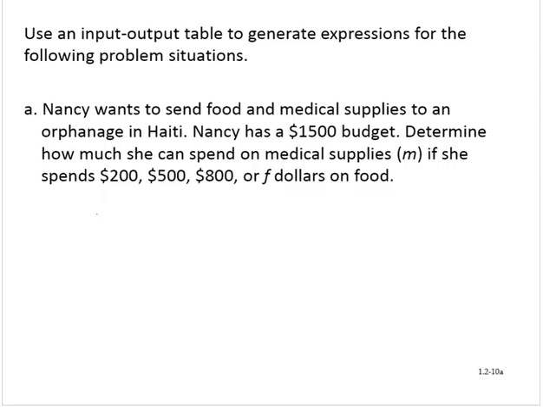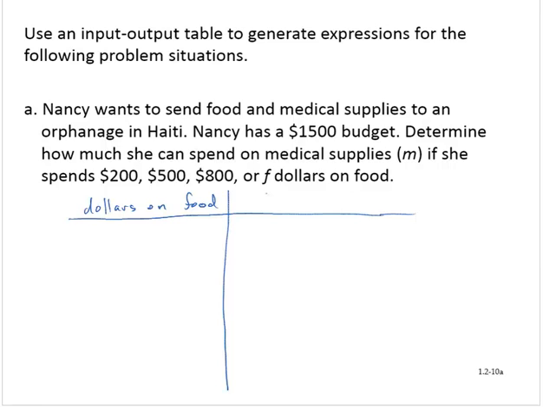So let's say we had dollars on food as an input, and as an output we have, and maybe we put that as F, and for M we have dollars on medical supplies. Alright, so recalling that she has a $1,500 budget.